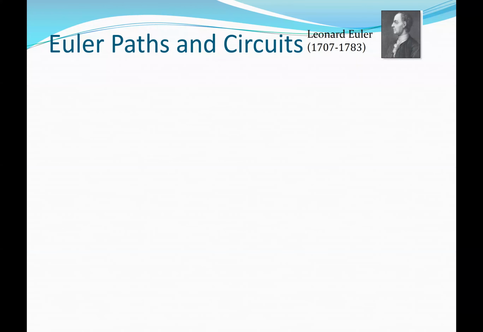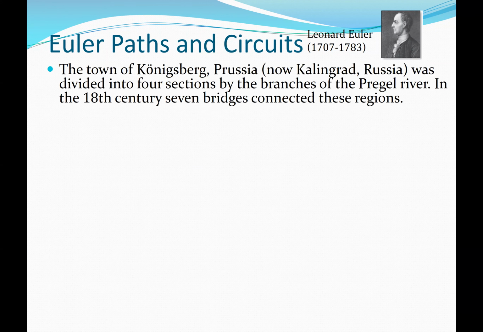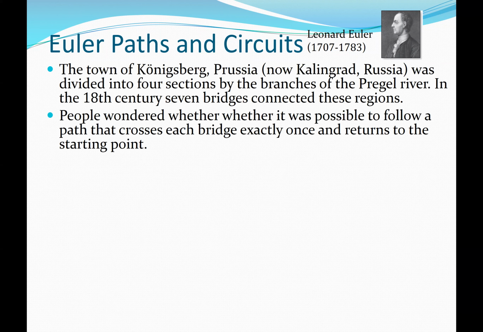So Euler paths and circuits. The story begins in the town of Konigsberg in Russia, now known as Kaliningrad. In the 18th century, it was divided into 4 sections by the branches of the Pregel River, with 7 bridges connecting the regions. Back in the day, people wondered whether it was possible to follow a path that crosses each bridge exactly once and returns to the starting point. You can imagine, back in the day, they had to invent some games to play, and this is one of the games.